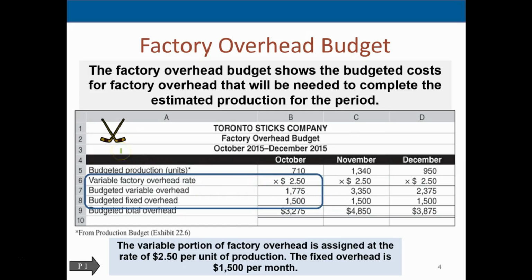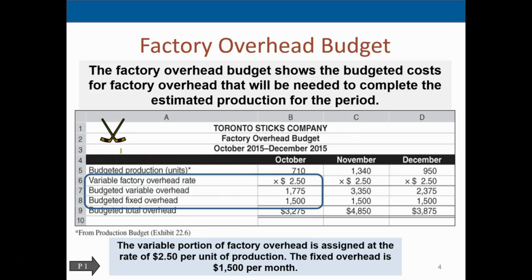So then the factory overhead budget shows the budgeted cost for factory overhead that will be needed to complete the estimated production. So overhead, remember, is all that other stuff that we put into the bucket. It could be depreciation in the factory, it could be supervisor salary. In this case, all we really need to know is that we broke it down into a variable portion and a fixed portion. The variable portion of factory overhead is assigned at a rate of 250.